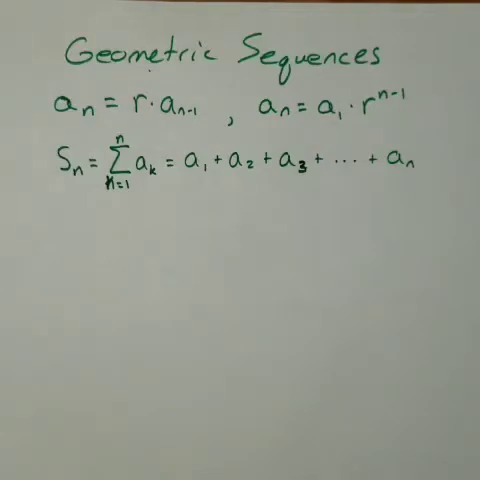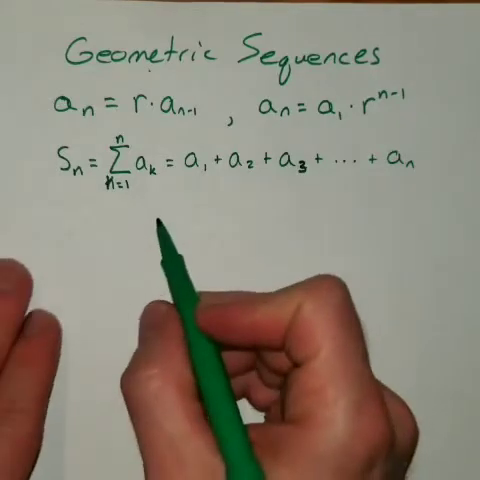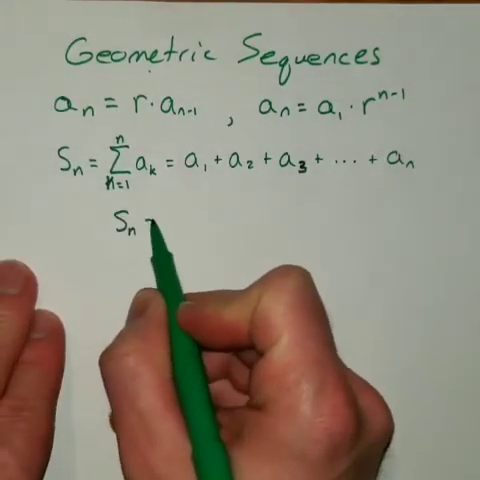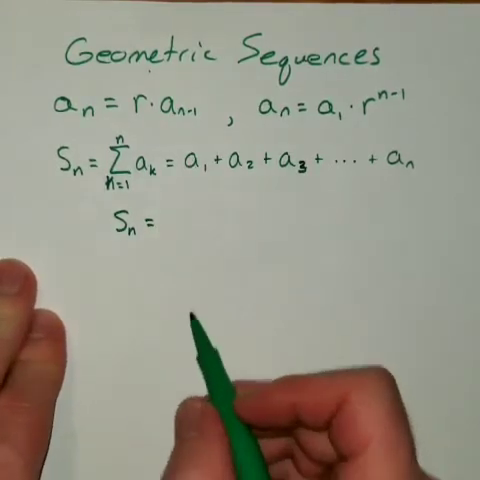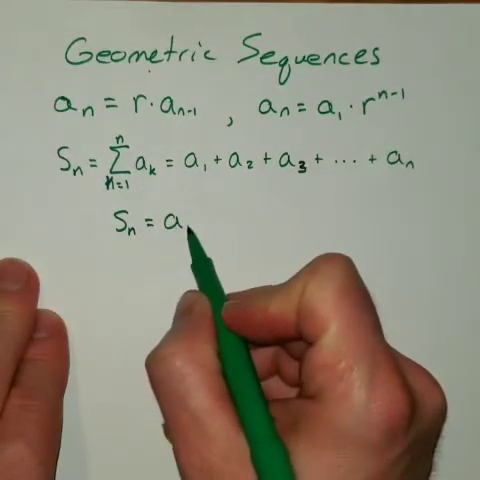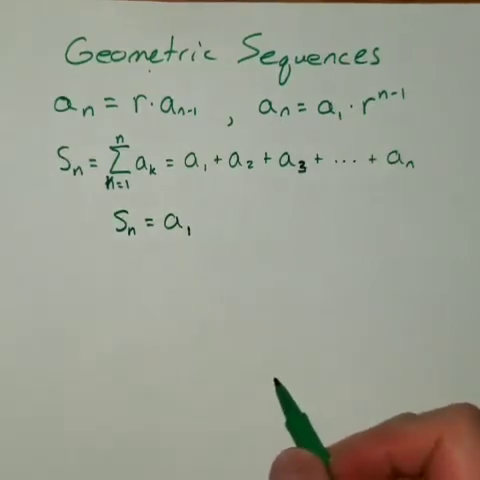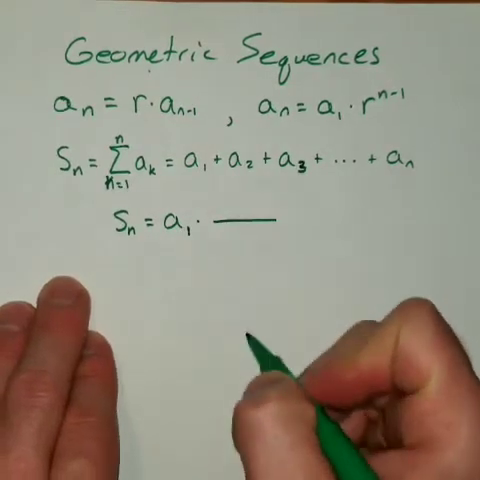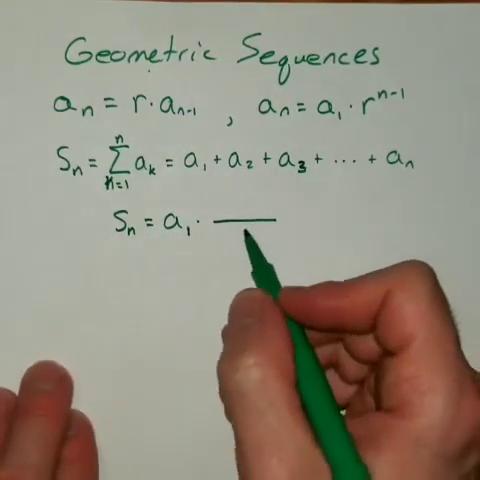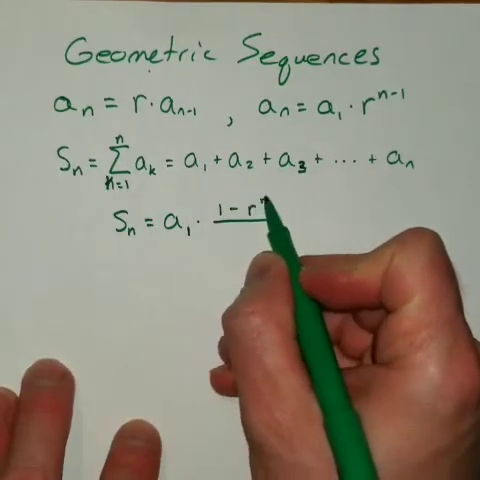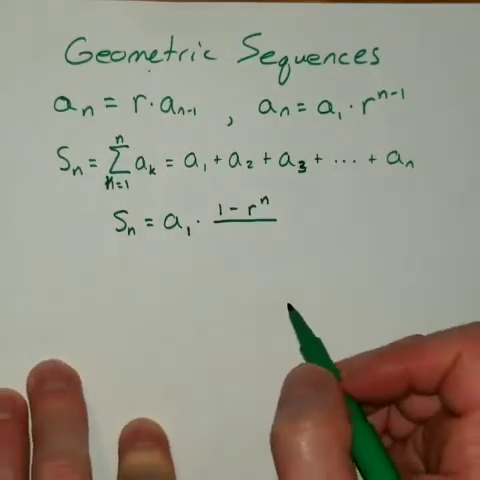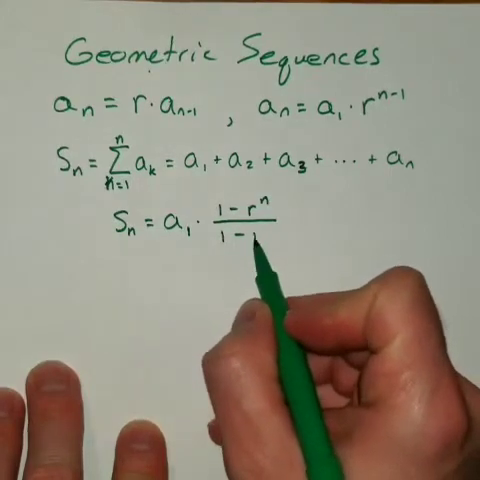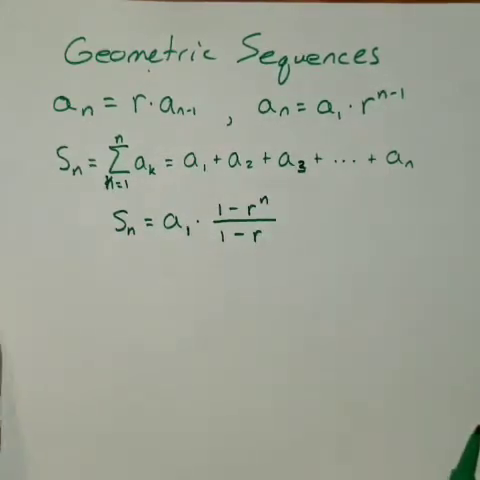then the formula that you will come up with will be this: S sub n equals a sub 1 times a really weird fraction. The fraction has 1 minus r to the n on top and 1 minus r on the bottom.